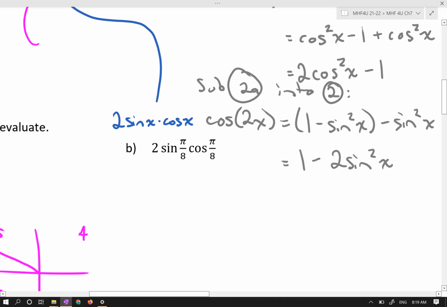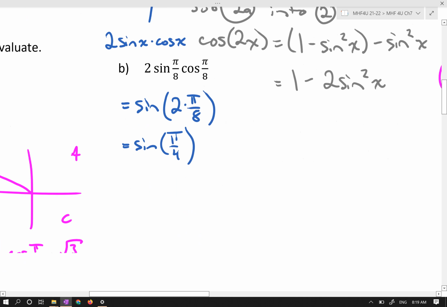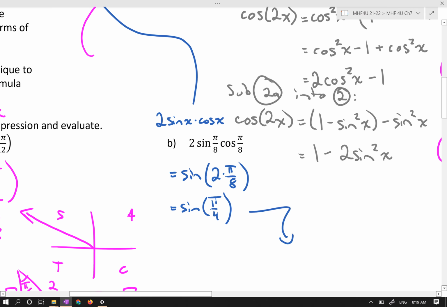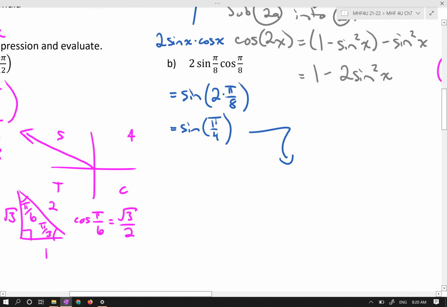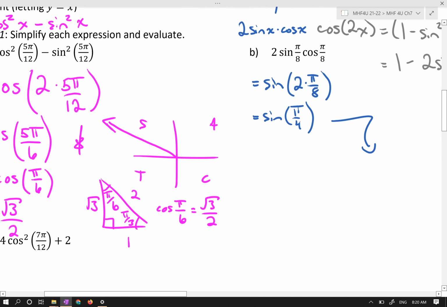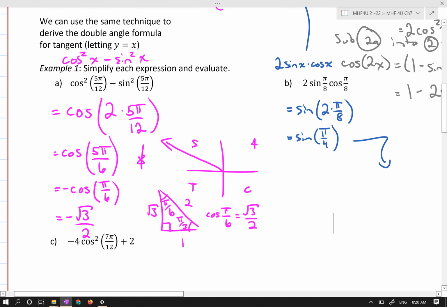So I can rewrite that down here where my x is equal to pi over 8. So I'm working with the sine of 2 times pi over 8. Well, 2 times pi over 8, I know how to handle something like that. That's the sine of pi over 4. And all of a sudden, the sine of pi over 4, that's something you know how to evaluate using your CAST rule, using your special triangles. So I'll ask you to finish that one off, and I'll move on to example 1C. For 1B, the full solution will be available on the note uploaded to the classroom.